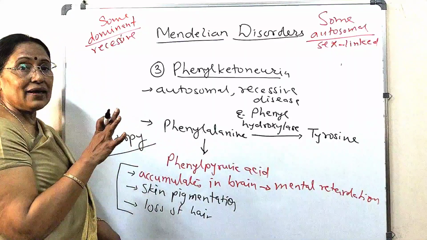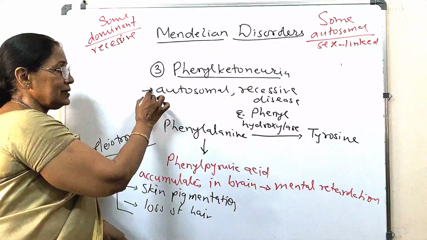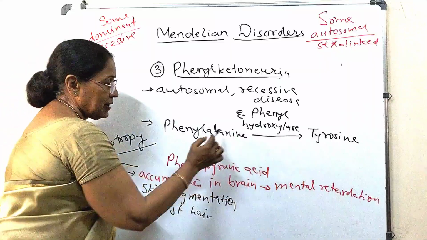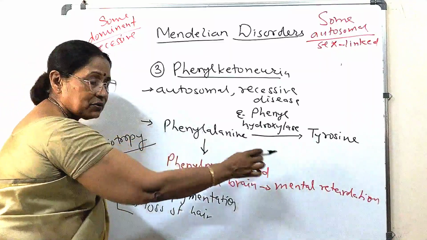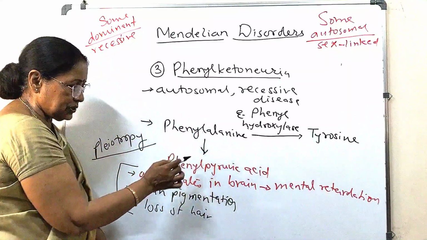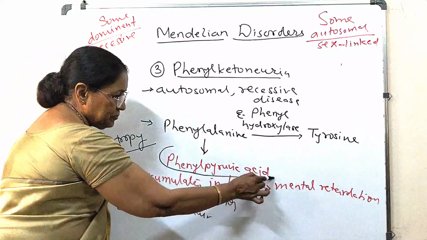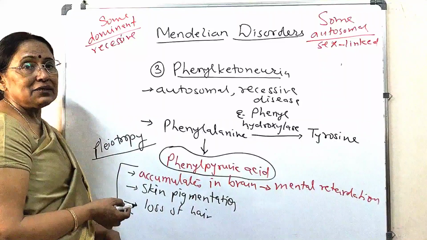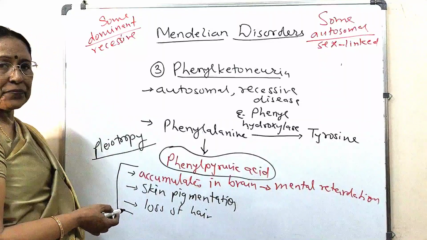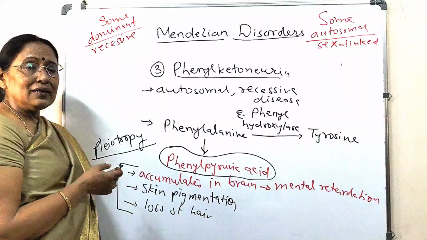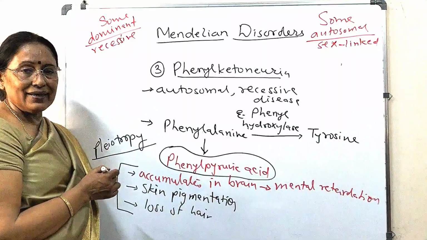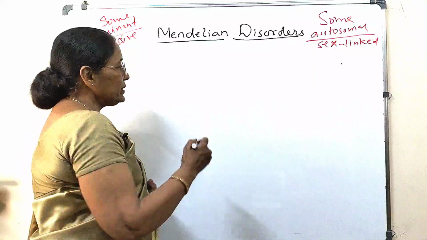So this is phenylketonuria, an autosomal recessive disease, where one enzyme is not formed. So rather than converting into tyrosine, phenylalanine has changed into phenylpyruvic acid, which then accumulates in the brain and causes mental retardation. Now we come to the last disease which you have to study, that is thalassemia. Let us see. Now thalassemia.